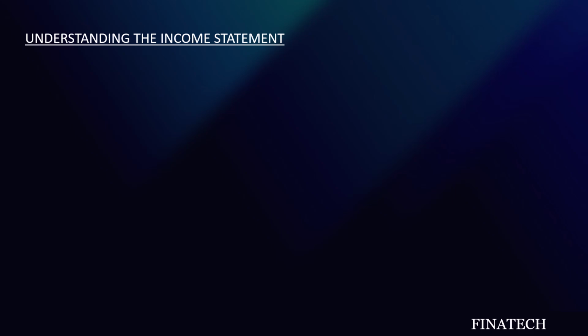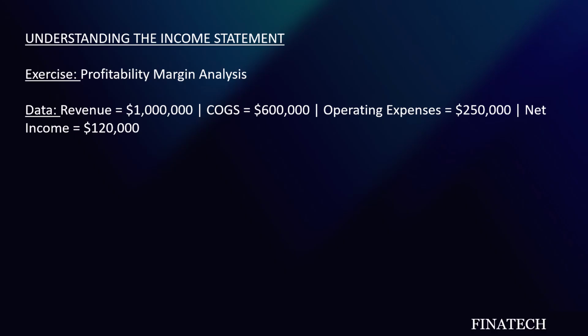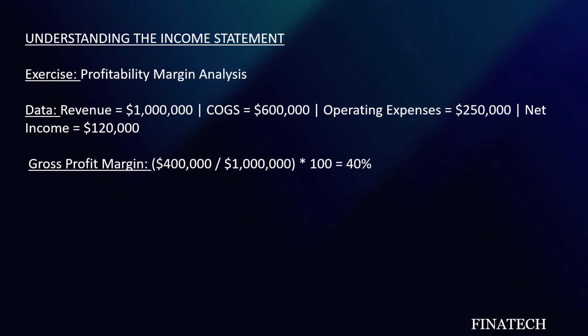Understanding the income statements. Exercise: profitability margin analysis. This is a few data. We have a revenue of $1 million and a COGS of $600,000. Operating expense $250,000 and the net income $120,000.